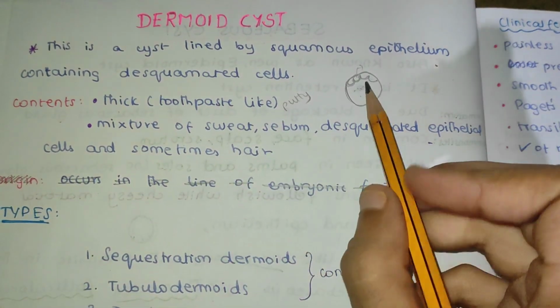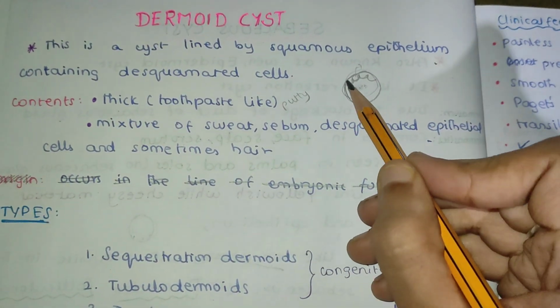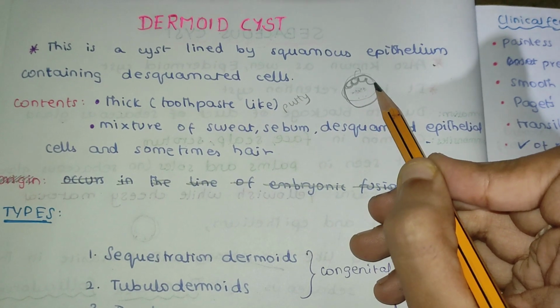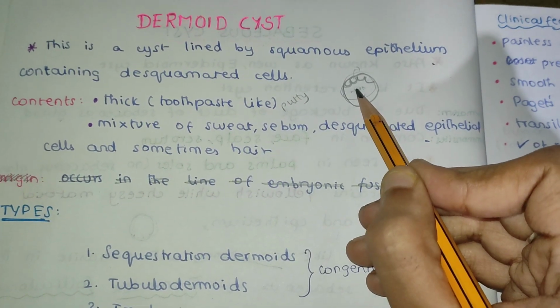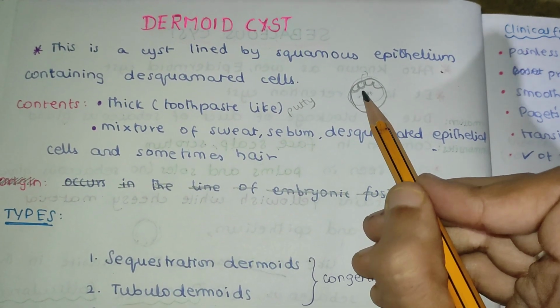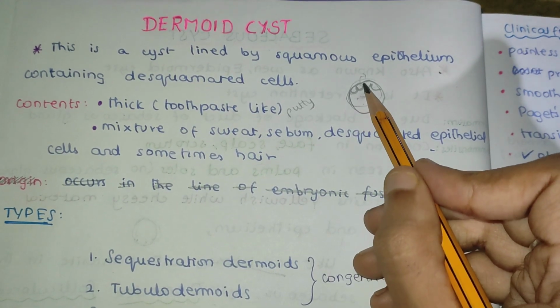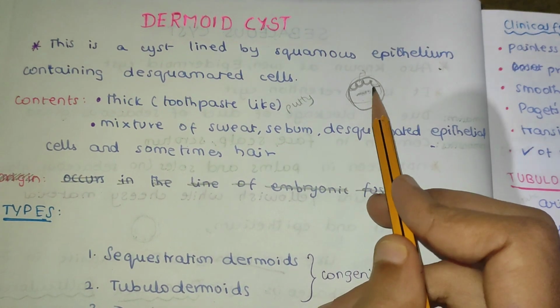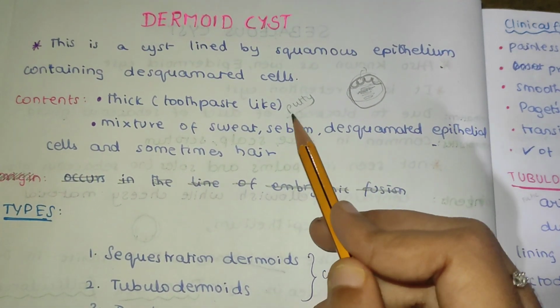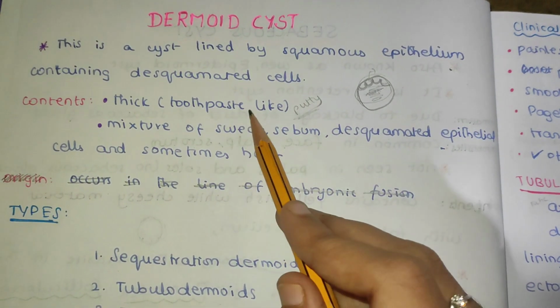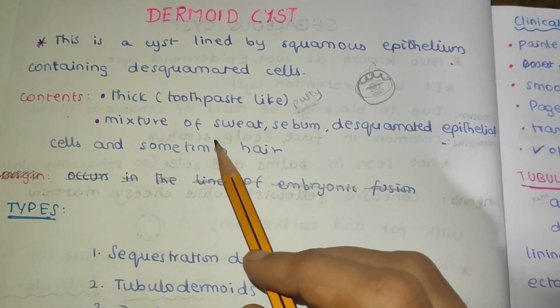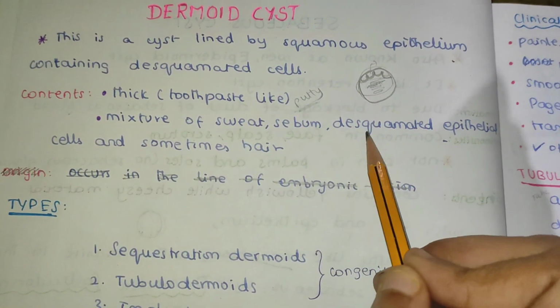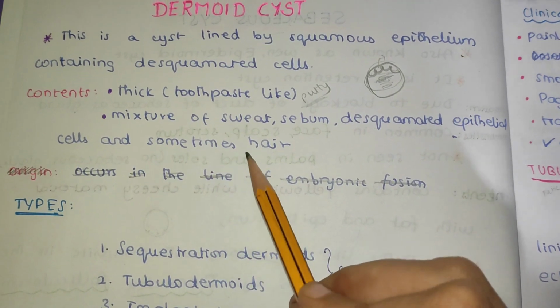So this cyst, consider this is a cyst and it is lined by a cell called squamous epithelium, and the contents is desquamated cells. The sebaceous cyst, which we learned earlier, is also lined by squamous epithelium only. And coming to the contents, they are putty in consistency, in the sense toothpaste-like consistency, and it contains a mixture of sweat, sebum, desquamated epithelial cells, and sometimes hair also.